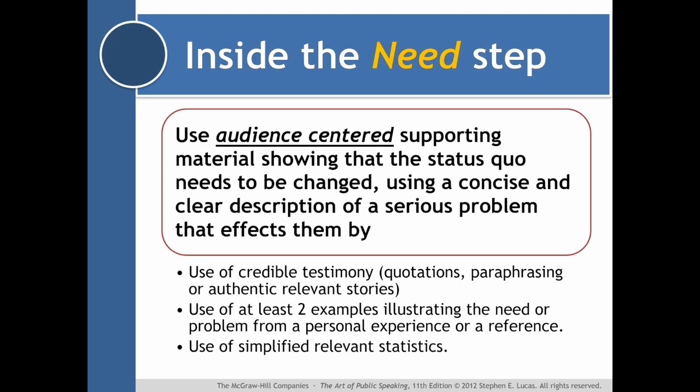You need to use credible testimony. Use quotation, paraphrasing, or authentic relevant stories. You can use at least two examples illustrating the need or problem from a personal experience or reference, or use a simplified relevant statistic. So you need to show the current situation that is happening, okay, why there needs to be a change. You provide, using quotations, using research articles that you have found, that talk about the topic, what is happening.